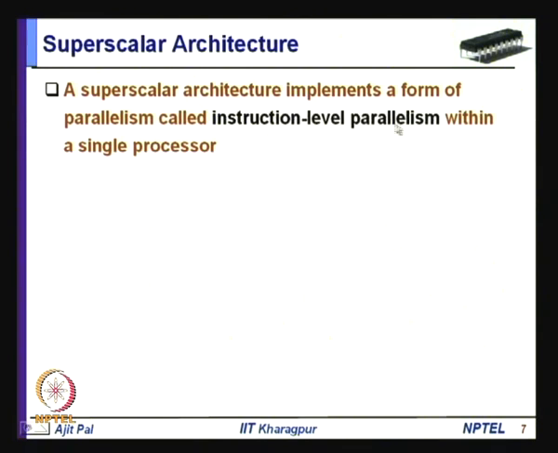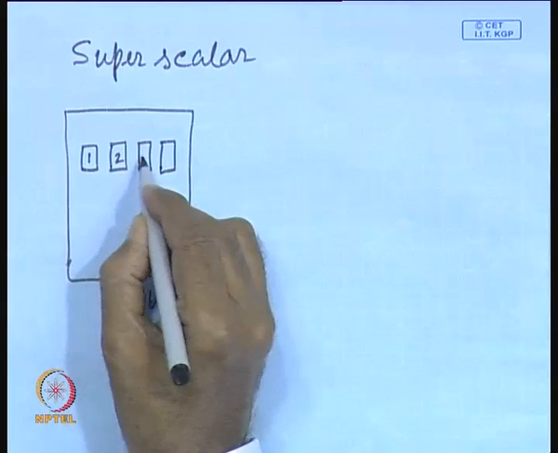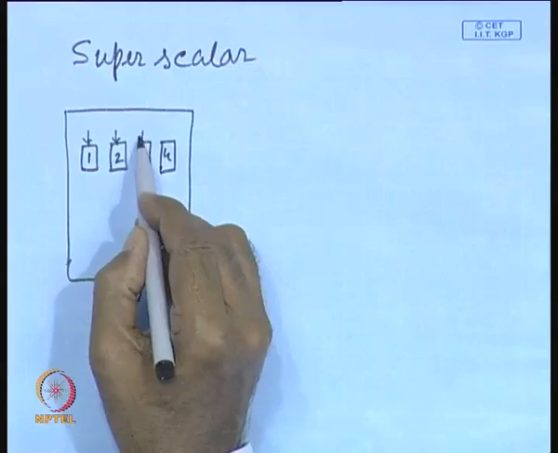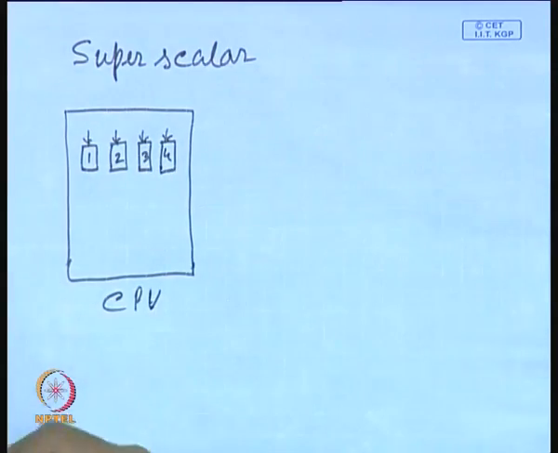Here you are having a number of functional units, say in this case I have shown 4 functional units. What is being done, 4 different operations can be executed in parallel. That means, you will be identifying which instructions can be executed in parallel. So, it exploits instruction level parallelism, and by that all the 4 functional units can be kept busy by issuing opcodes for these 4 functional units. How it can be done, I shall explain.